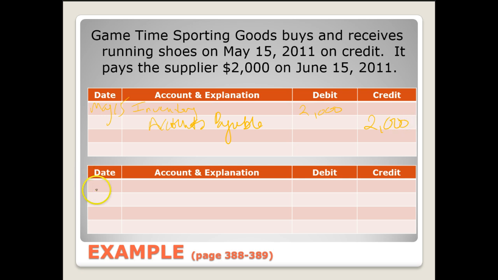And then when it actually pays the bill a month later on June 15th, it's going to debit accounts payable, which will now clear that account. It now no longer owes $2,000. And since it's actually paying a bill, it would be a credit to cash of $2,000. Let's see how that looks.